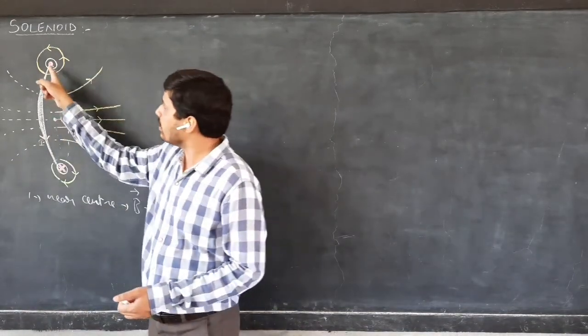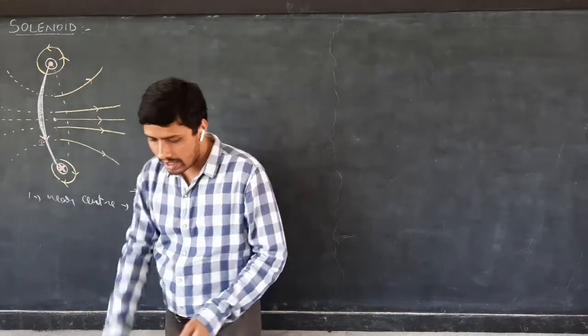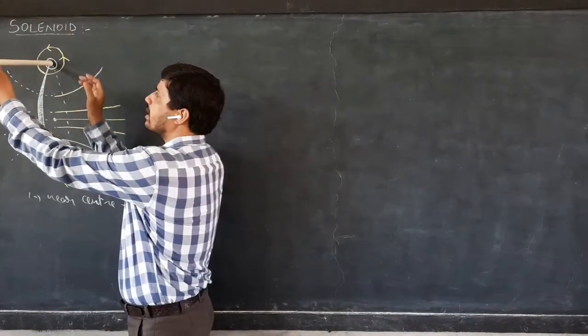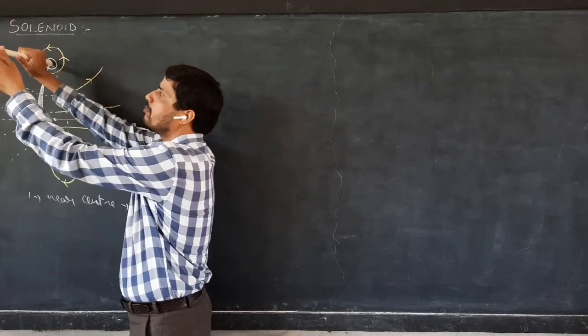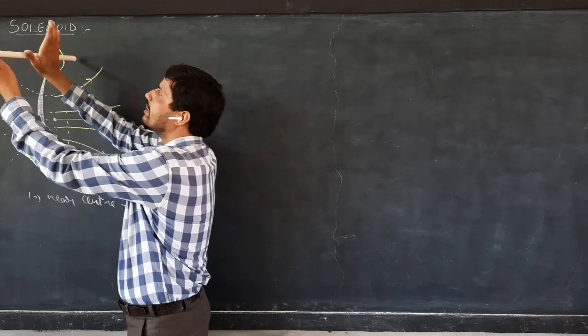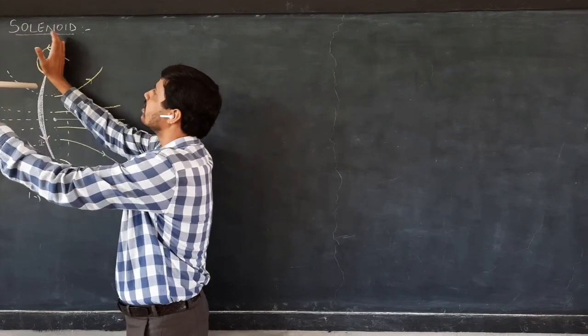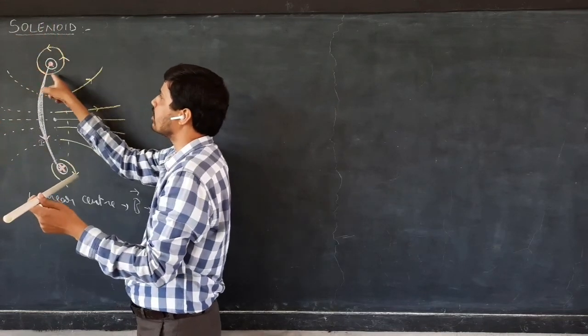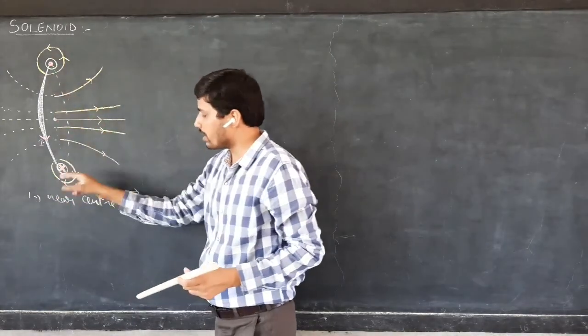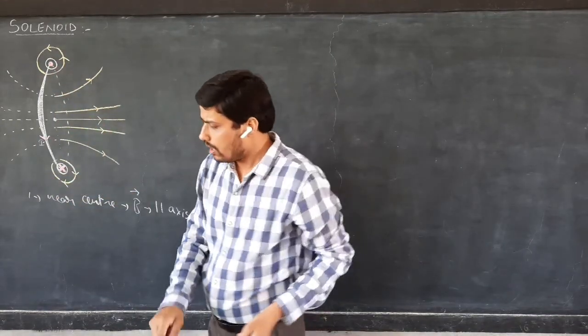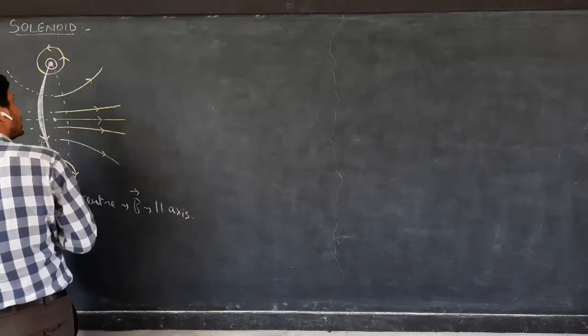So this you can guess. Here the current is coming out. If current is coming out, and you hold the conductor in your right palm with the thumb pointing in the direction of current, then fingers will curl like this. That's why this is the direction of magnetic field. ठीक उसका उल्टा यहाँ पर होगा. Now this we have discussed earlier.